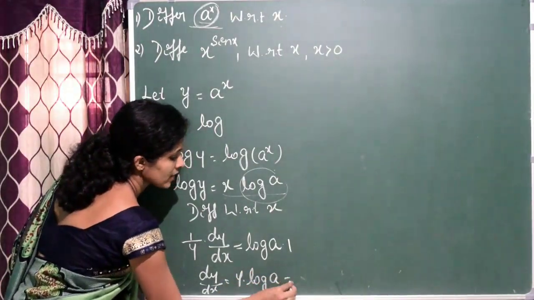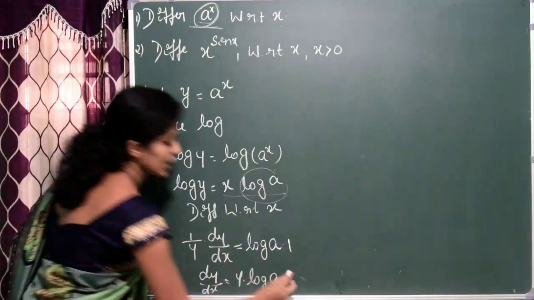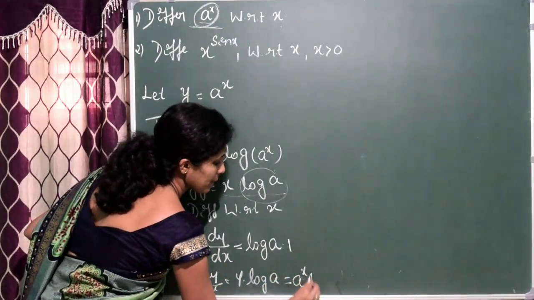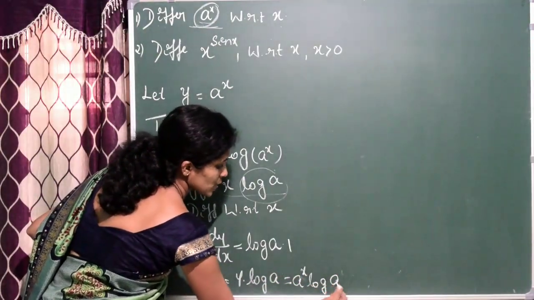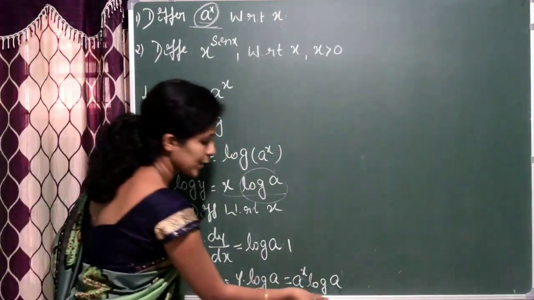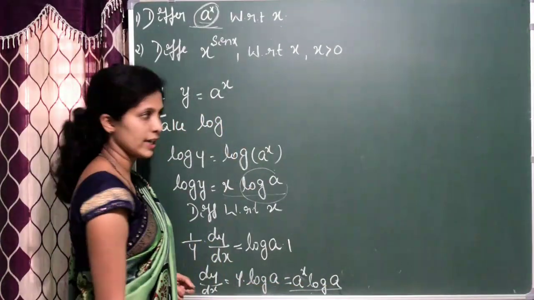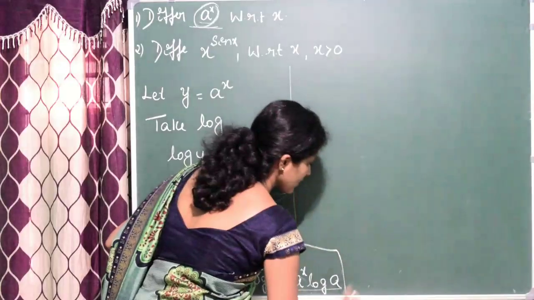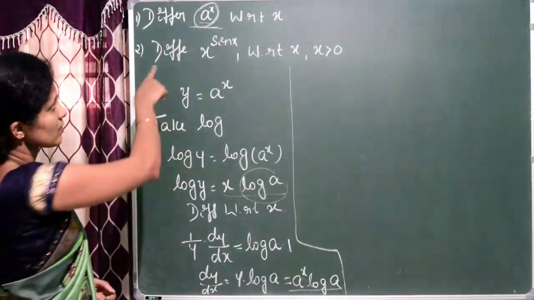What is y? You know that y we have taken that as a to the power x. So this will be now a to the power x into log a. So derivative of a to the power x is a to the power x into log a. I hope you understood this one. We'll see the next problem.